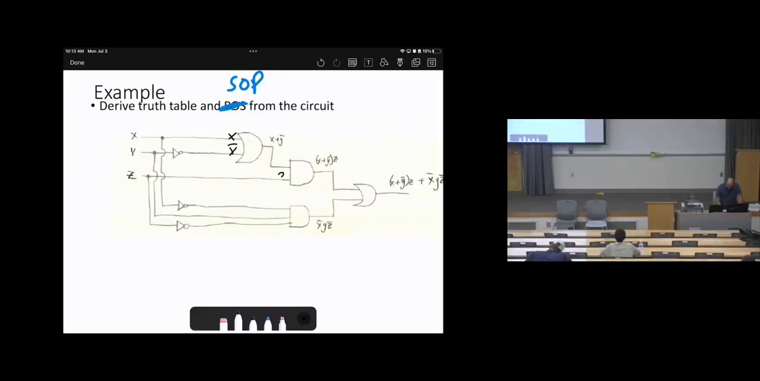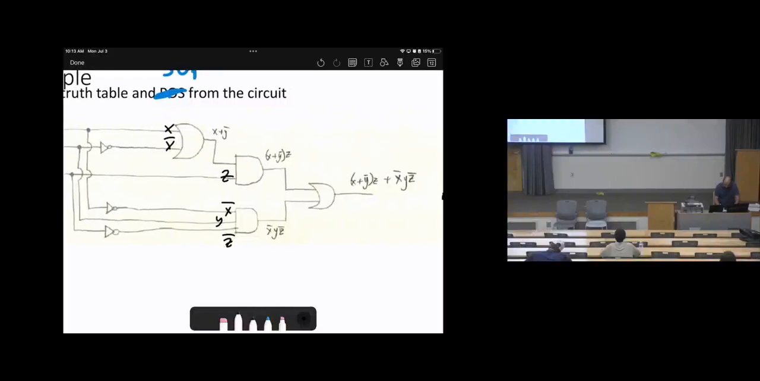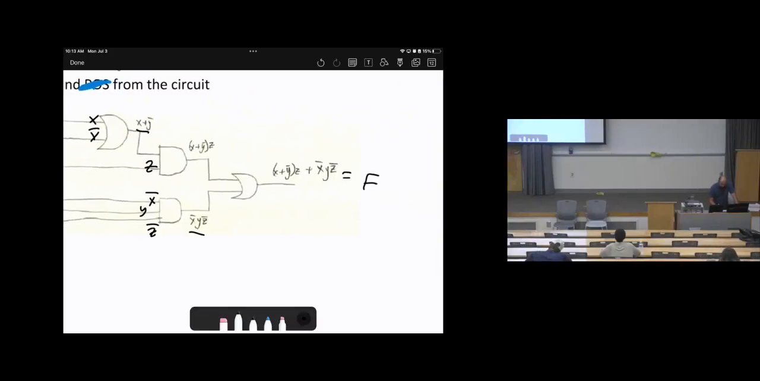Then here is the variable Z. Here is the variable X bar. Here is the variable Y, then here is the variable Z bar. Therefore, we get X plus Y bar because there is OR. Here is X plus Y bar times Z because there is AND. Then here is X bar, Y, Z bar. Then we can get the function, which is X plus Y bar, Z plus X bar, Y, Z bar. Okay?